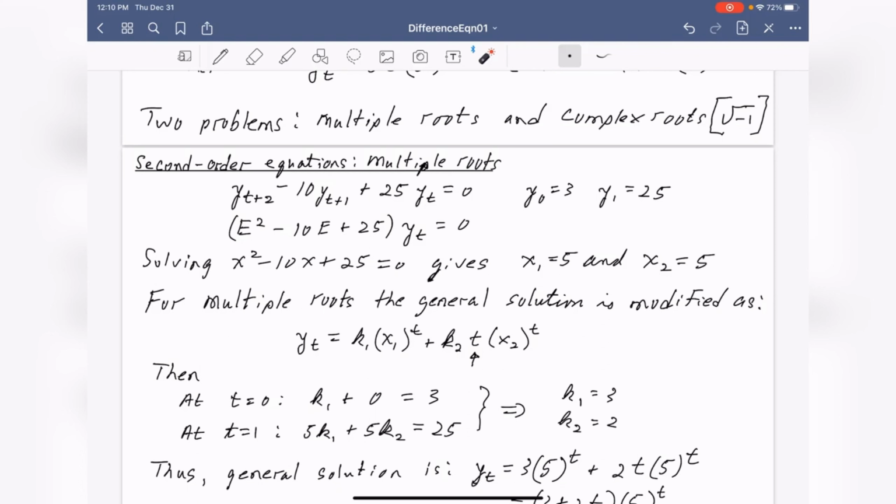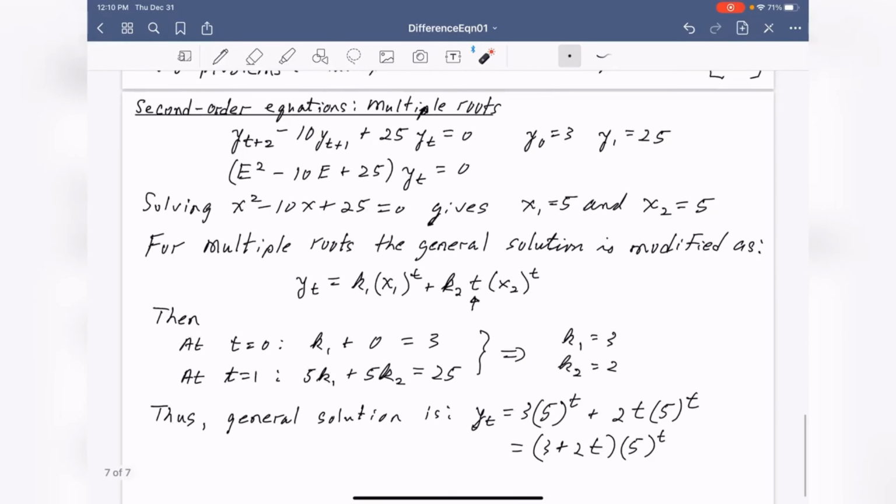So for multiple roots, the general solution is modified as follows. yt equals k1 x1 to the power t plus k2 times t. We add this t in here, times x2 to the t. So at t equals 0, we get k1 plus 0, because this is now a 0, equals 3. This is our initial condition. And we get 5k1 plus 5k2 equals 25. Again, our initial condition for t equals 1. And that gives us this solution here, that k1 equals 3 and k2 equals 2.